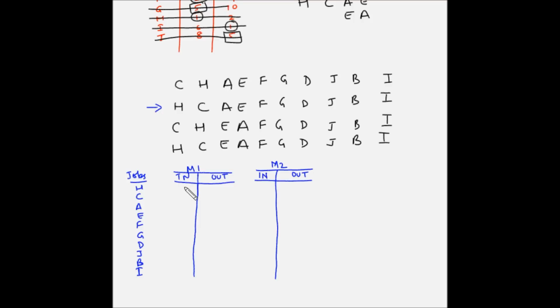So job H takes 1 hour to be processed on M1. So it is in on the 0th instance, and it will be out after 1 hour. And it will go into M2 immediately. So it can go in at the first hour. And it takes 2 hours to be processed on M2. So it will be out on the 3rd hour.